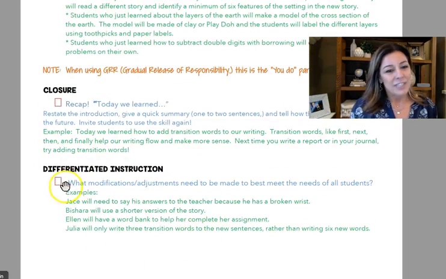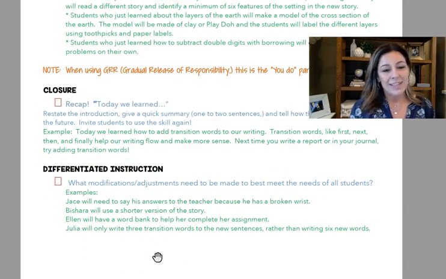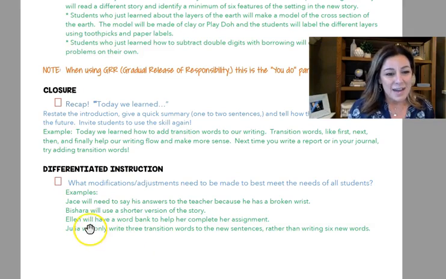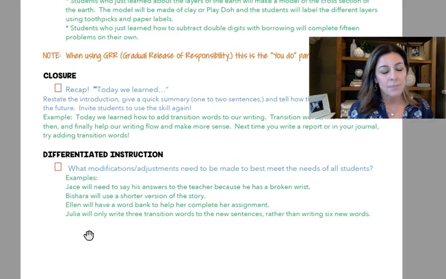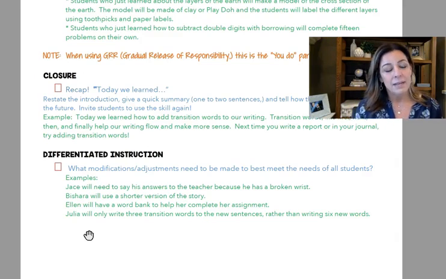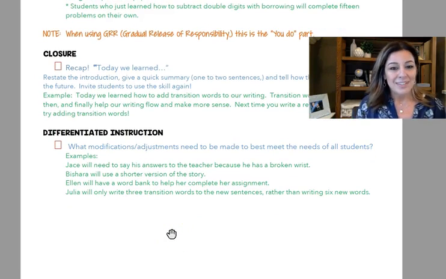And finally, that differentiation, that is just once you write that lesson, you want to make sure you make those modifications for your students. And I have some examples below. I mentioned the broken wrist earlier, so I'll use the next. Bashara will use a shorter version of the story in his activity. Ellen will have a word bank to help her complete the assignment. So this is as if the rest of the class perhaps didn't need the word bank. Ellen may need it and need that word bank to assist her. Julia will only write 3 transition words to the new sentences rather than writing 6 new words.